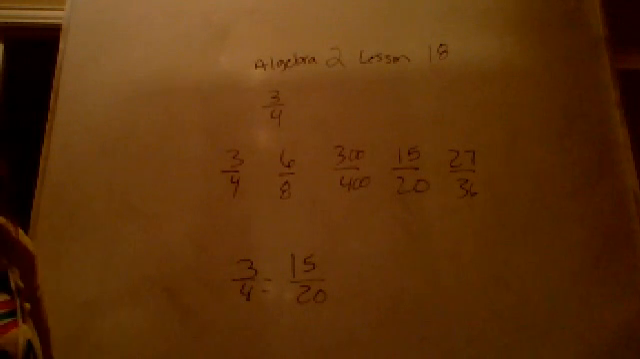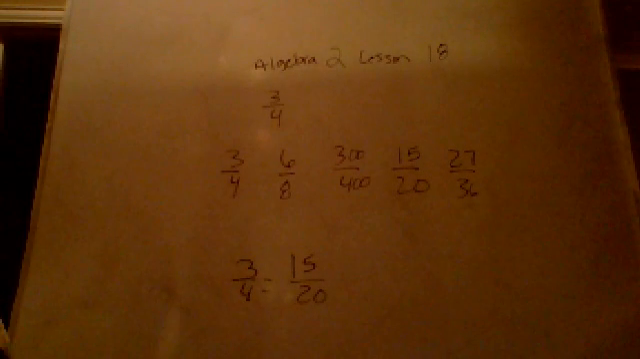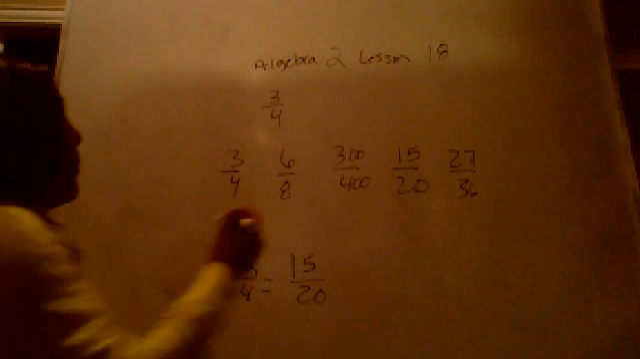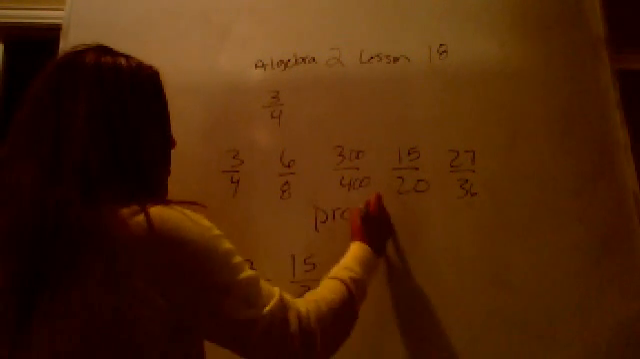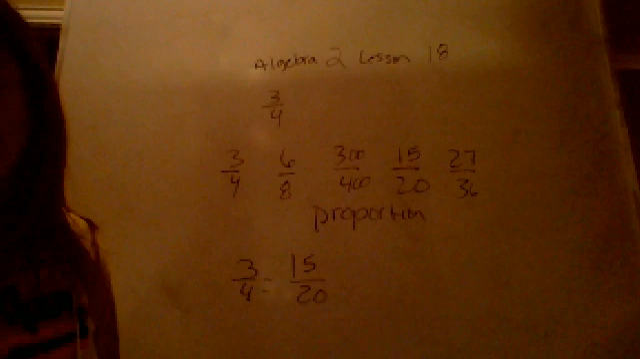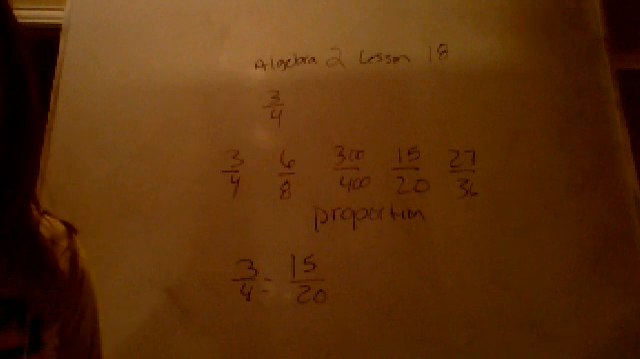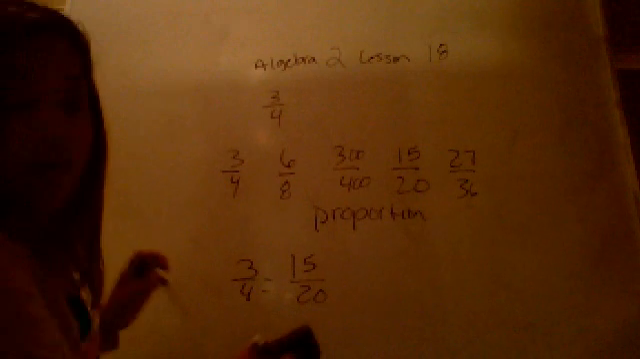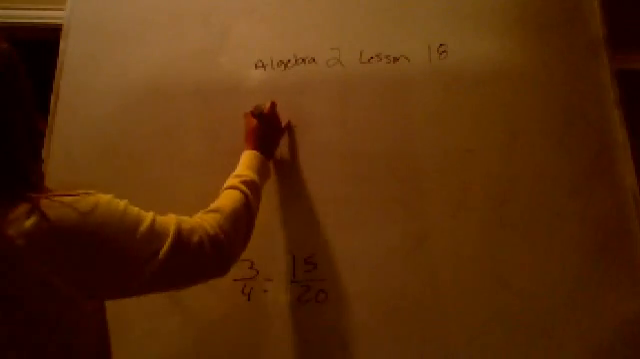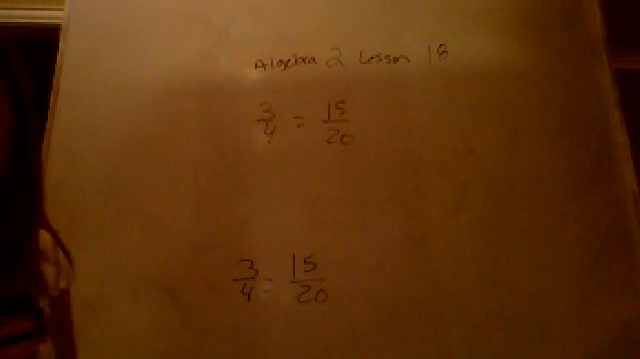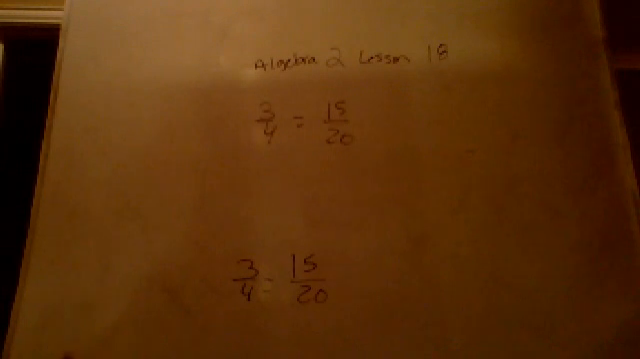Now, an equation or other statement that indicates two ratios are equal, like 3 to 4 is equal to 15 over 20, is called a proportion. Okay, so when we talk about proportions, we know that we can cross multiply. We'll use the same example. We have 3/4 equals 15/20. We can use what's called cross multiplication to show this is true.